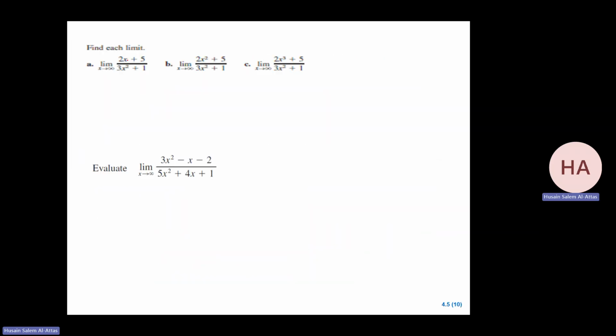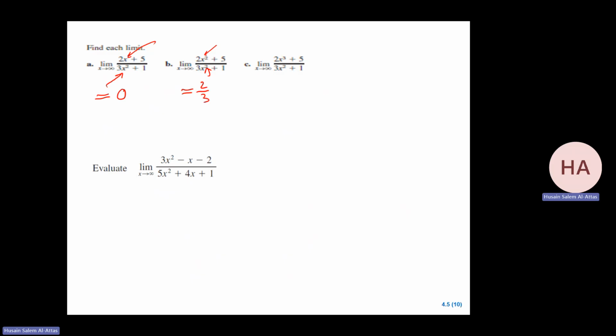So here I have what? The degree here is 1. The degree here is 2. So the degree of the numerator is less than the degree of the denominator. So the answer is what? 0. Here I have the same degree. This is 2. This is 2. Same degree. The result is just the ratio of leading coefficients, 2 over 3.